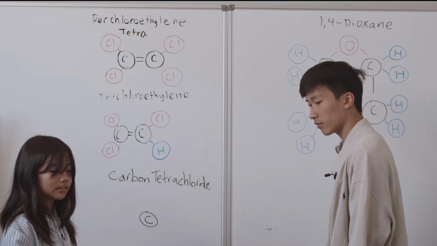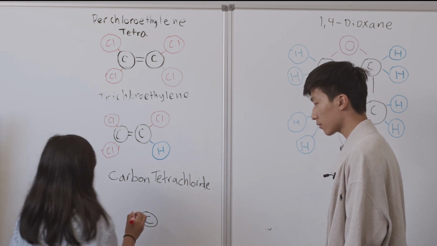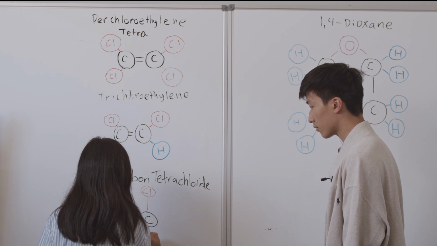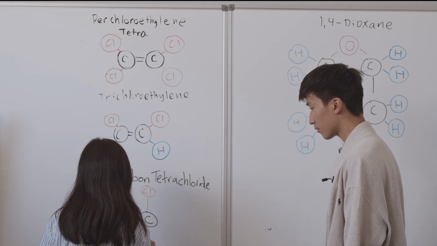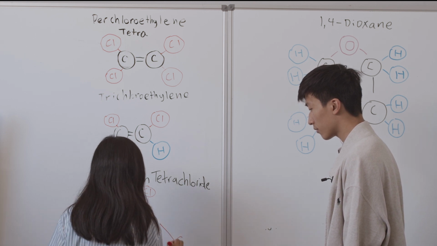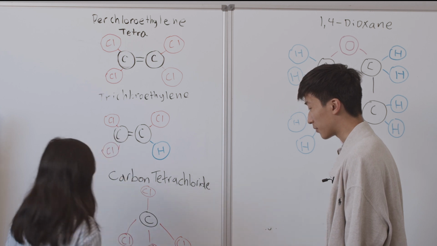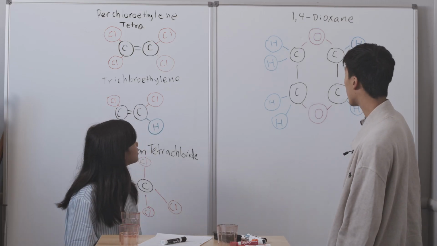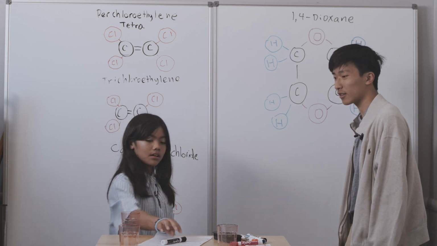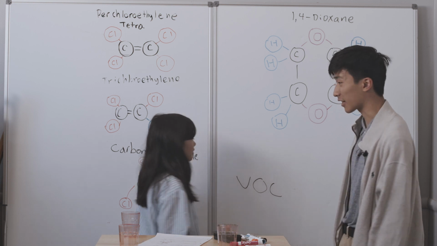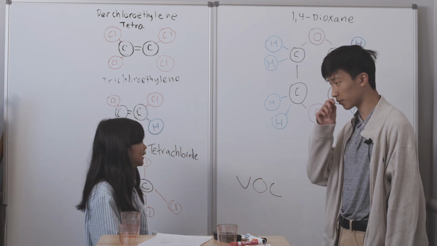1 here, and then 1 on the top, 1 on the bottom, and then 2 right here. Yeah, there's that carbon tetrachloride. So these are the 4 volatile organic chemicals that Dan told us about. So, VOC. Yeah, exactly. Wait, what's a VOC again?